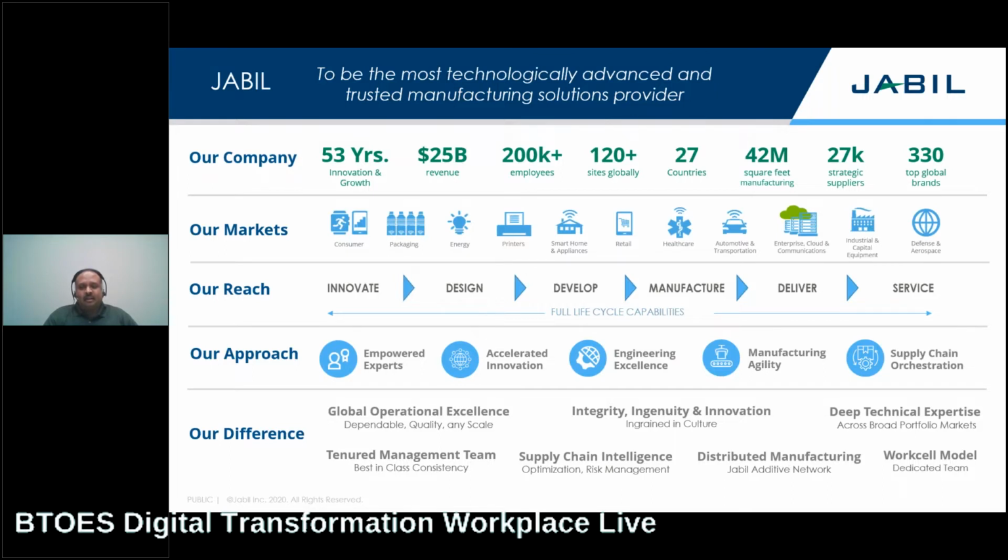Supply chain has been the heart of our organization. We pride ourselves in complex supply chain orchestration. And what really makes Jabil different is our operational excellence, how we approach operational excellence at our site level. I'll talk a bit about that. Our integrity and ingenuity combined with innovation, deep technical expertise. As I said, we have huge SME expertise where we can leverage a lot of technology. Supply chain intelligence, that's one of our core capabilities that helps us understand the complex supply chain that we deal with. The work cell model that you see at the bottom is an important concept, and I'll touch upon that during the presentation.